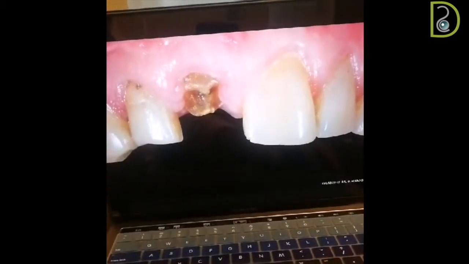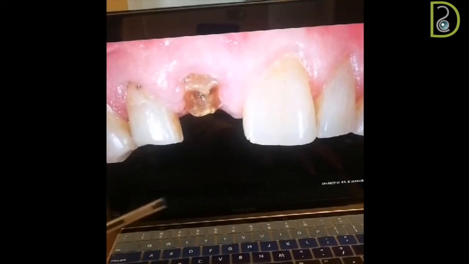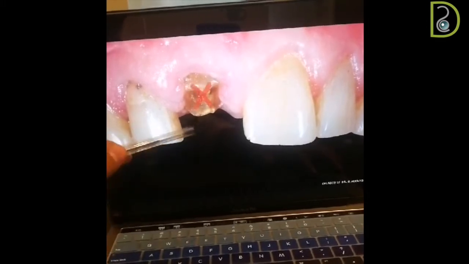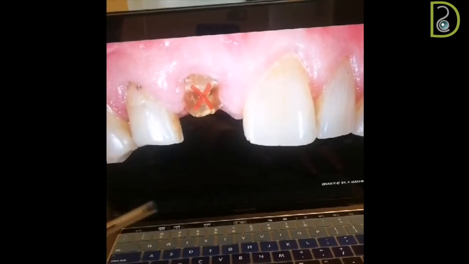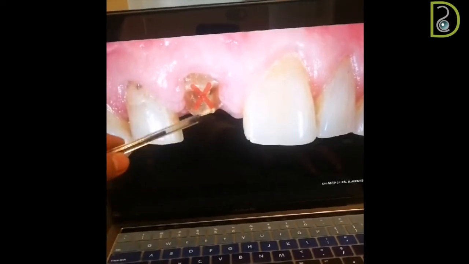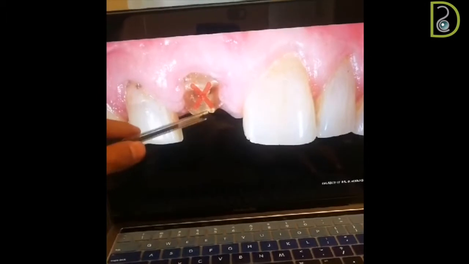So let's start with the first case. This case was done by my colleague, Dr. Amr Al-Kandari. This patient came to our clinic to extract tooth number 8, which is number 11, the upper right central incisor.